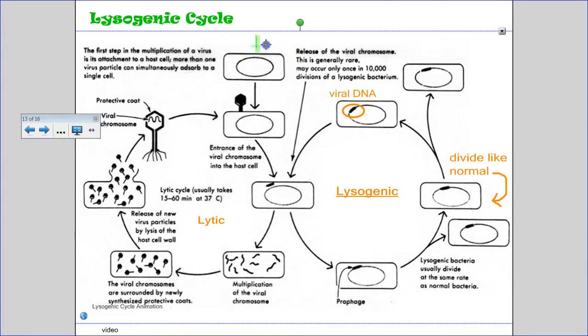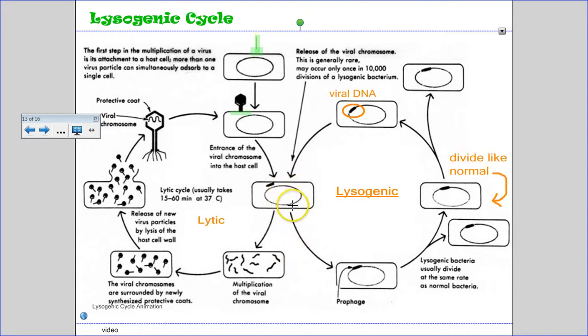Okay, so this is where it starts. Again, the first step is attachment. So it would attach to the host cell here, and then entry happens as well. The first step is attachment, the second step is entry, so it puts its DNA or RNA inside of the host cell. Now this is where it's either going to go the lytic path or the lysogenic path. We're going to talk about the lysogenic path this time.